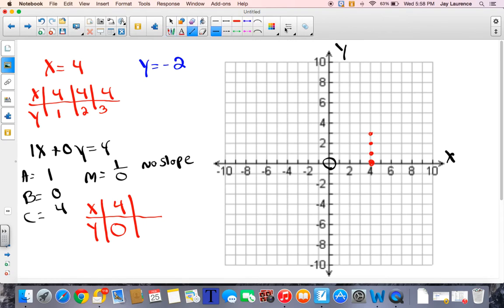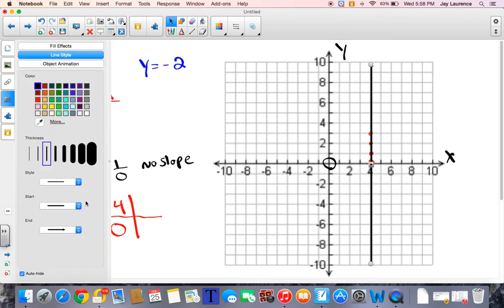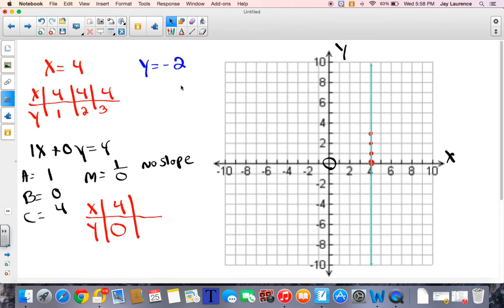So this one will be the vertical line going through x equals 4. That's what that means right there. Okay, it has no slope because you can't divide by 0, but you can still graph the line. All right, let's see here. There we go. Okay. Now when you have the equation y equals -2, that one's in slope-intercept form.